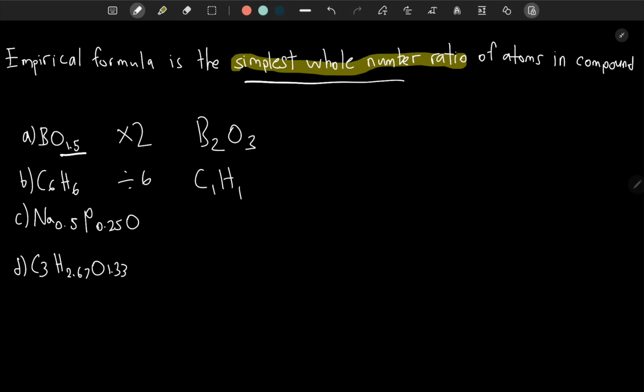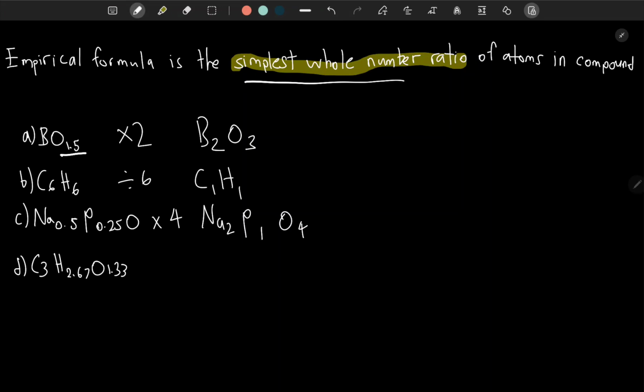In the next equation we have Na O 0.5, P 0.25 and O. To convert the smallest number into a whole number, we can multiply this equation by 4 to get all of them into whole numbers. So we will get Na2, P1 and O4. So this is the simplest whole number ratio.